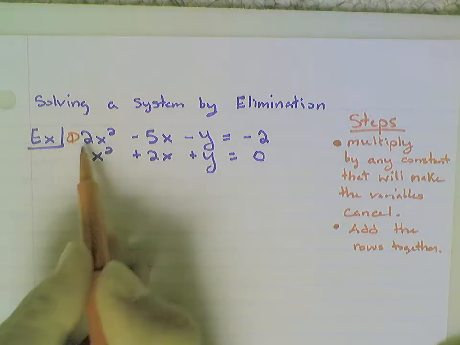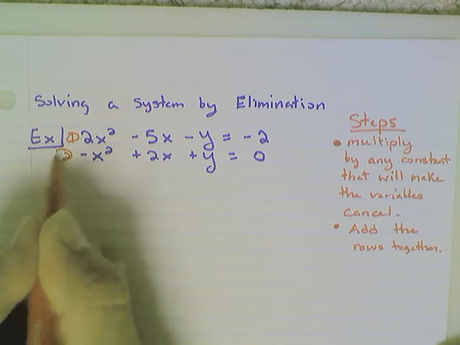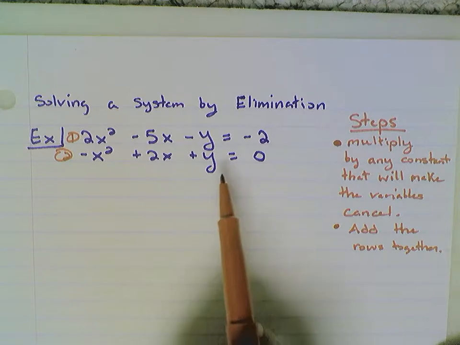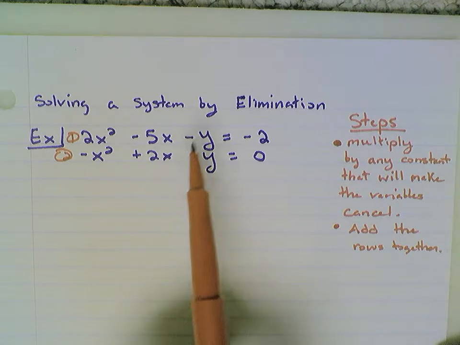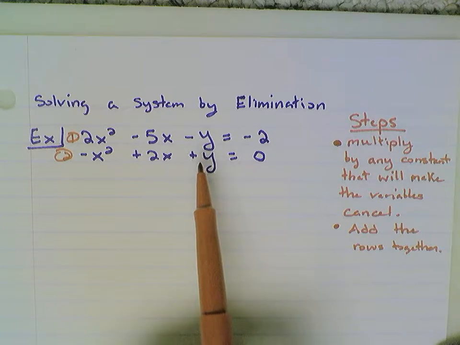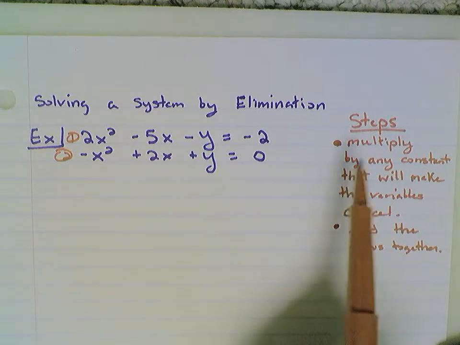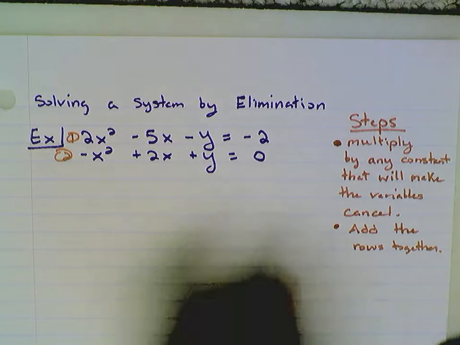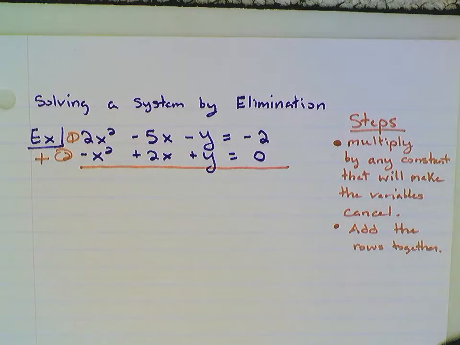The first equation is 2x squared minus 5x minus y equals negative 2. And the second equation is negative x squared plus 2x plus y equals 0. Now, in this example, it's pretty easy to see that if I add these two equations together, the y's will end up canceling out, right? This negative y plus a positive y will go away. So I can actually skip step 1 here. I don't need to multiply by anything to get anything to cancel. It's lined up nice for me. So I can just add the two equations together and solve from there.